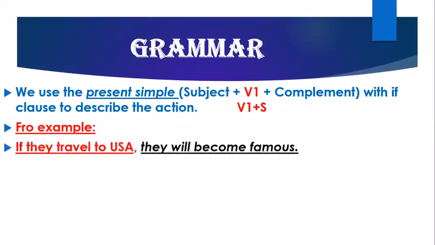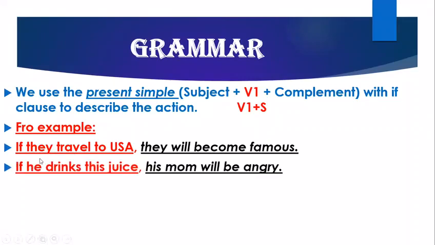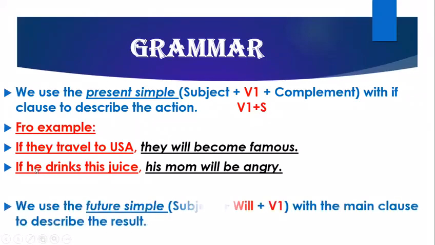For example, if they travel to the USA, we used travel here because they is a plural pronoun, so we use verb one. You can't use verb one plus s because we have a plural pronoun. The other one, if he drinks this juice: he is a singular pronoun, so you have to use verb one plus s. We use drink plus s, drinks, because we have a singular pronoun.